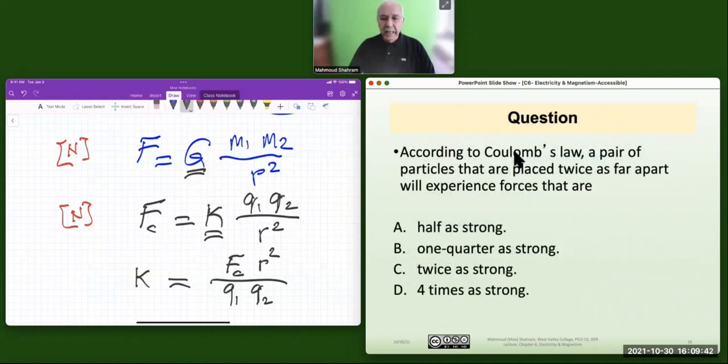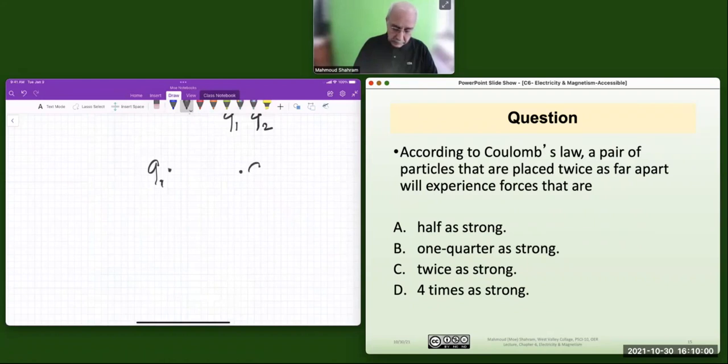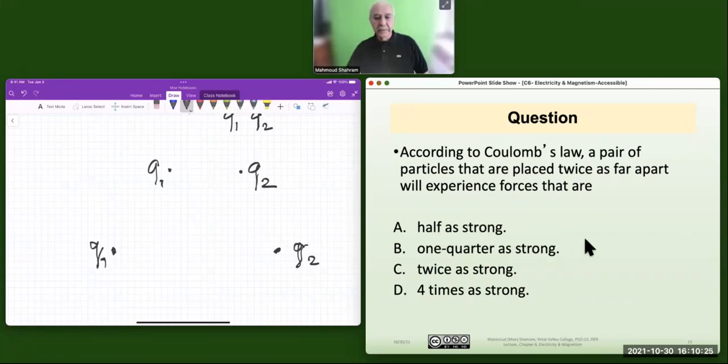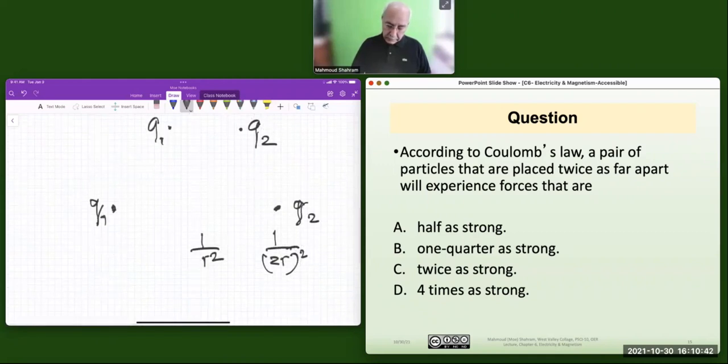So let's answer this question now. According to Coulomb's law, a pair of particles, Q1 here and Q2 here, are moved twice as far apart. What happens to the force they experience? So look at these answers here. The force is proportional to 1 over r squared. So if r is twice as much, you would have 1 over (2r) squared, and that would be 1 over 4r squared.